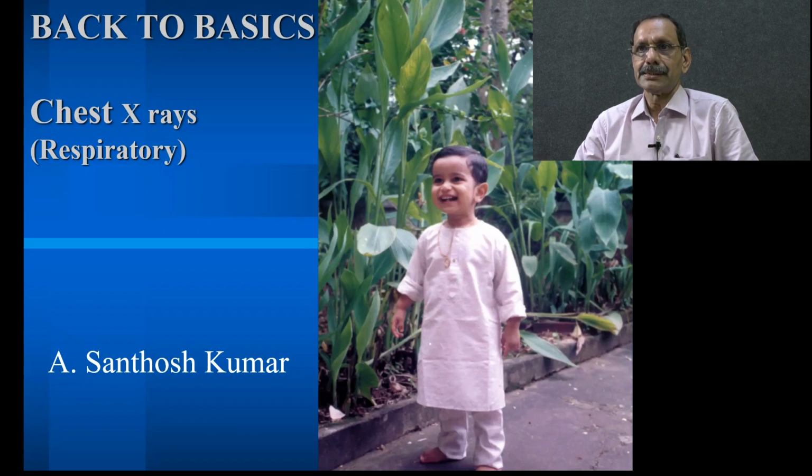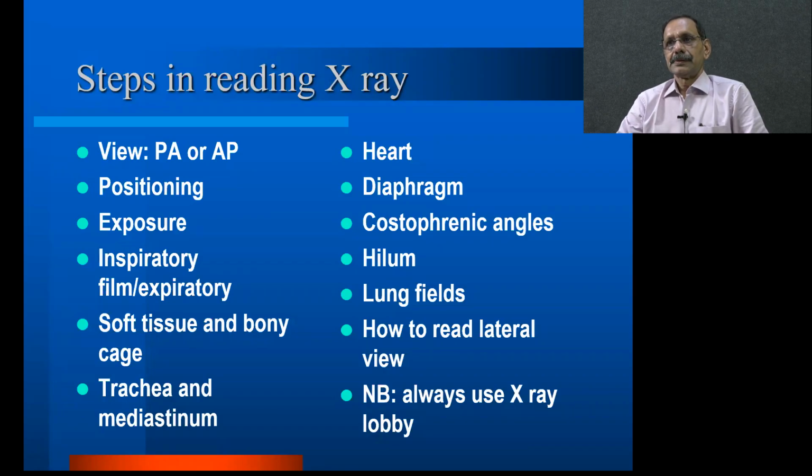Today's session is on chest X-rays pertaining to respiratory pathologies. Now the steps in reading an X-ray would be: whether it is PA or AP view, positioning, exposure, overexposed or underexposed, inspiratory film or expiratory film, soft tissue and bony cage, a comment on that, trachea and mediastinum.